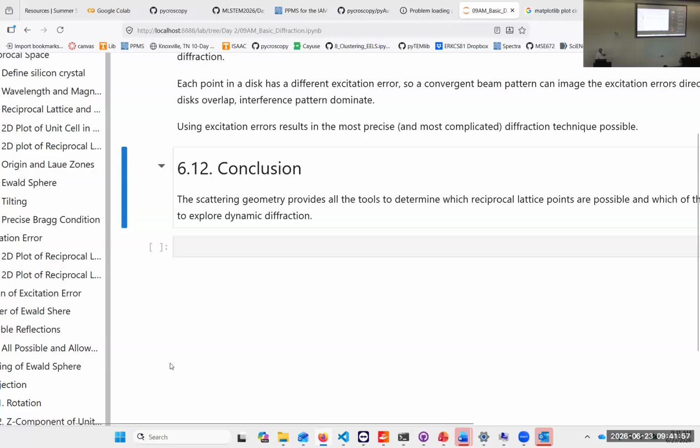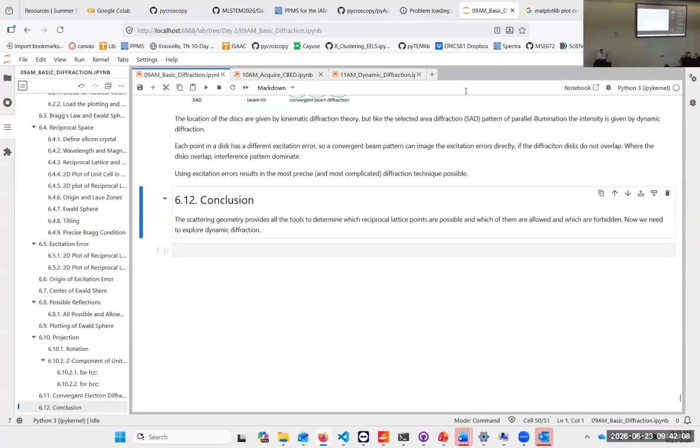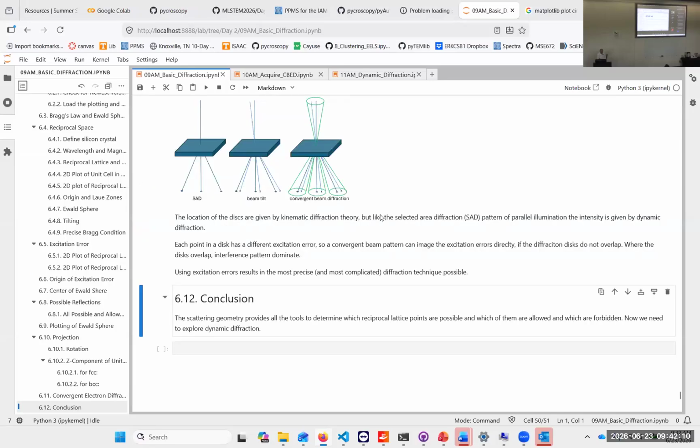Somehow I'm missing a few parts here. I think I have to open some other notebook here. If you give me a moment.